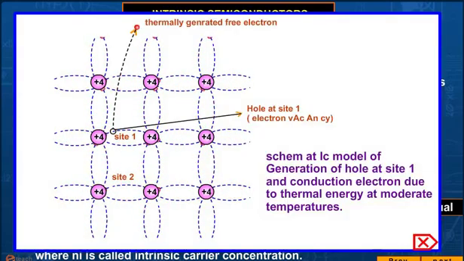The diagram shows a schematic model of generation of a hole at site 1 and the conduction electrons due to thermal energy at moderate temperature.